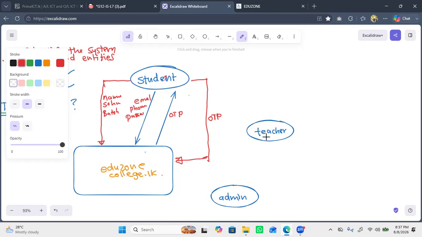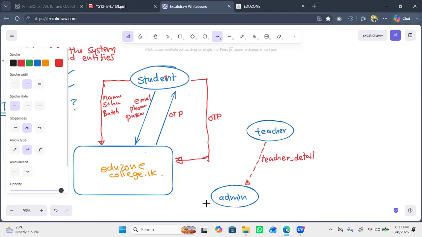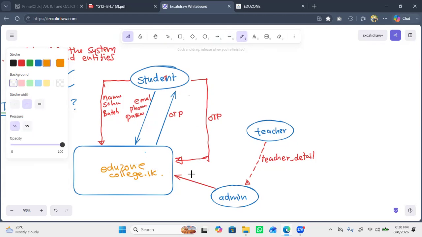If it is a data flow between external entities only, without interacting with the system, you should show it with a dotted or dash line like this. Arrowhead is important. And write teacher details. First of all, the teacher is giving the teacher details. Then the admin enters the teacher detail into eduzonecollege.lk. Now you don't need the dash line because it is a communication between the system and an external entity. Here you can write teacher detail. He is giving the teacher detail to the system.